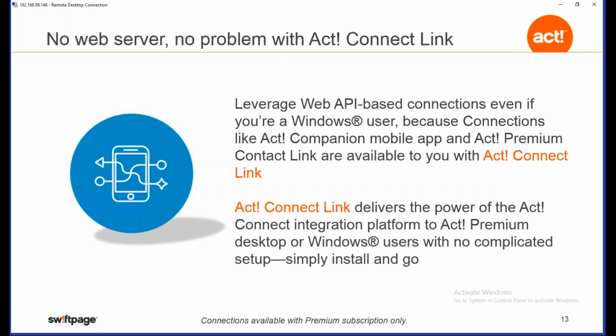Okay, so let's say you don't have a web server, and you don't have the ACT for web necessarily, you just have the ACT Premium. You can still use these web API-based connections, even if you're just a Windows user, because the connections like the ACT Companion, which we talked about, and the ACT Premium contact link are available to you with ACT Connect link. So this ACT Connect link works with Premium, even if you didn't have the ACT for web in version 19.